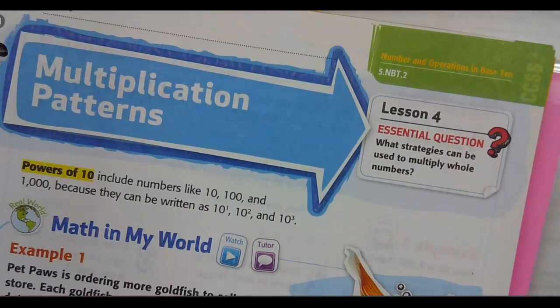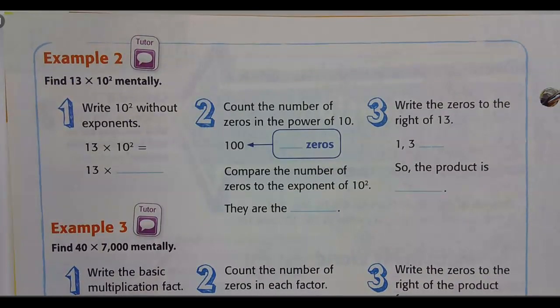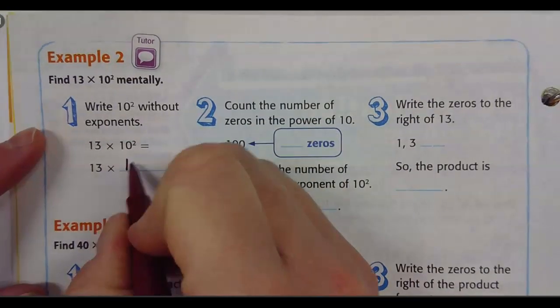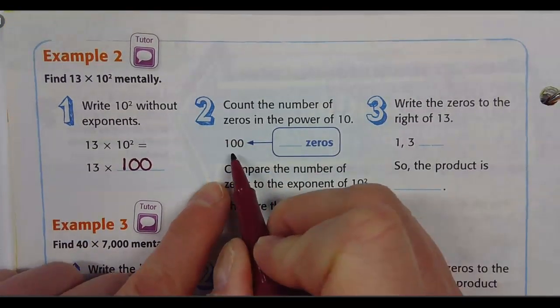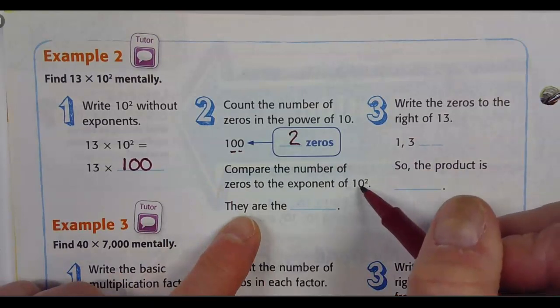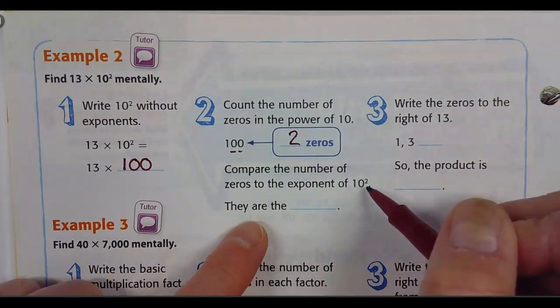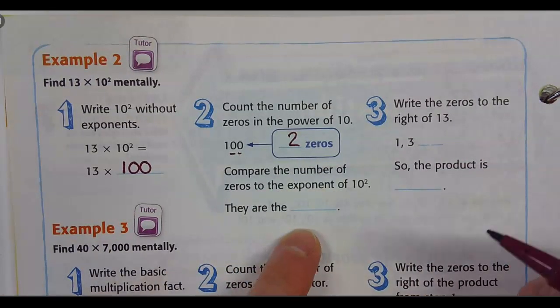Flip the page, flip the page. Now, here we go. Write 10 squared without exponents. 10 squared is what? 10 two times, and 10 times 10 is 100. So count the number of zeros in the power of 10. How many zeros are in 100? Two zeros. Compare the number of zeros and the exponent of 10 squared. Two zeros and squared have the, how many zeros? They are the same.